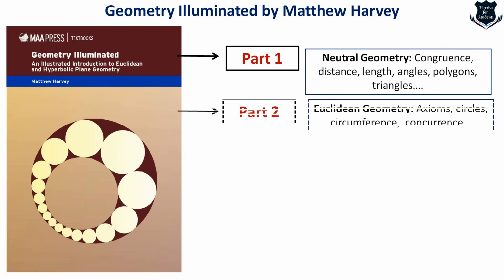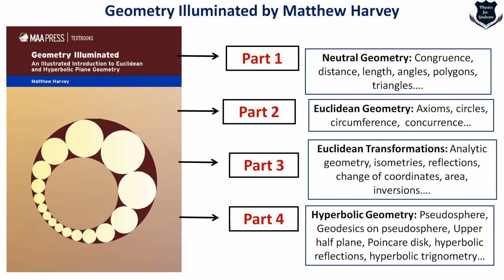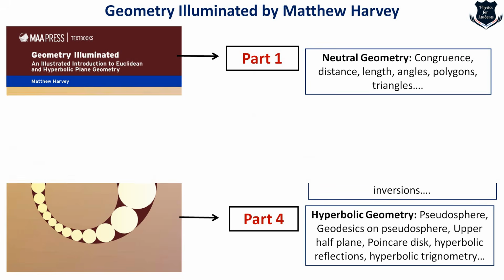Simple. Part 1 talks about again the neutral geometry, that means not considering the parallel postulate. Part 2 starts with Euclidean geometry. Part 3 goes into transformation from Euclidean to non-Euclidean, and part 4 would be the hyperbolic geometry. So this is a book particularly designed for hyperbolic geometry, and I think that it has done proper justice to what it claimed to be.